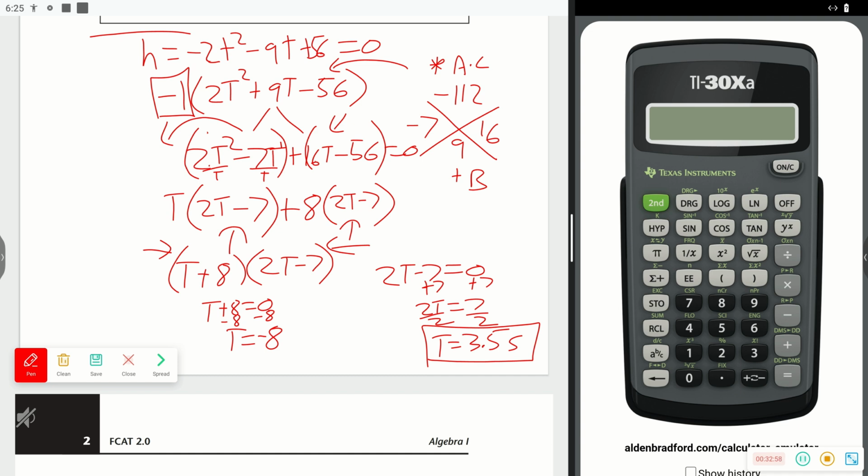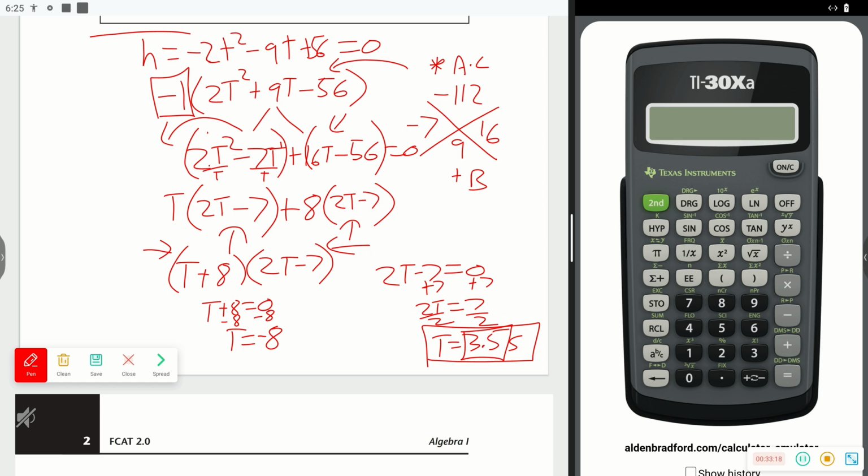Now, we know the answer is t equals 3.5 seconds, but let's look at how it asks us to enter it. It just says, in how many seconds will the object strike the ground? Normally, they will say, enter your answer into the box. Do not include units and do not include variables. So if that were the case, it would only be 3.5.